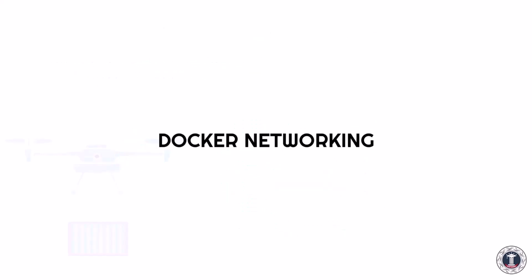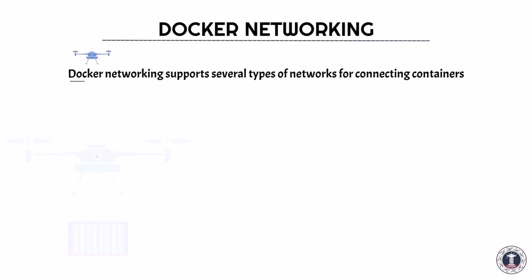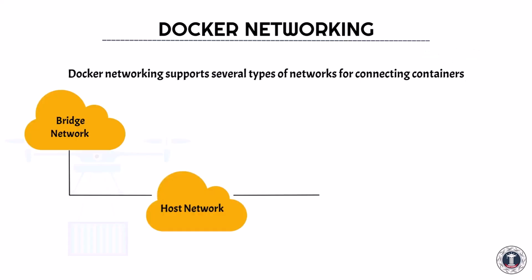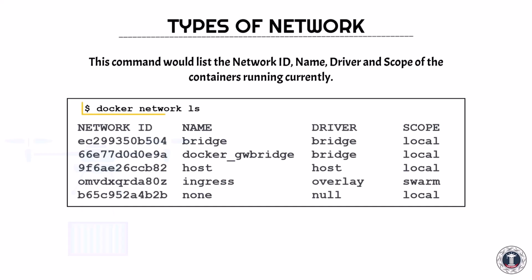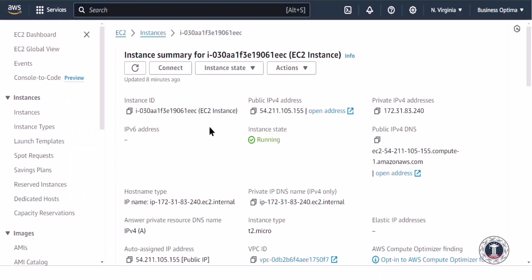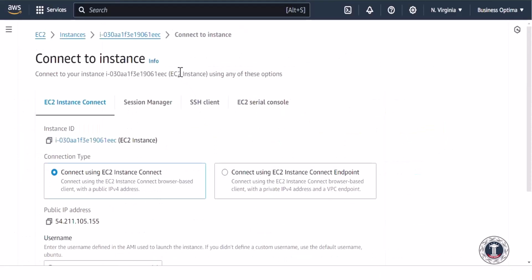Let us now learn Docker networking. Docker networking supports several types of networks for connecting containers, such as bridge network, host network, overlay network, and null network. To list all the networks, use the command docker network ls. This command would list the network ID, name, driver, and scope of the containers running currently. Connect to your EC2 terminal.